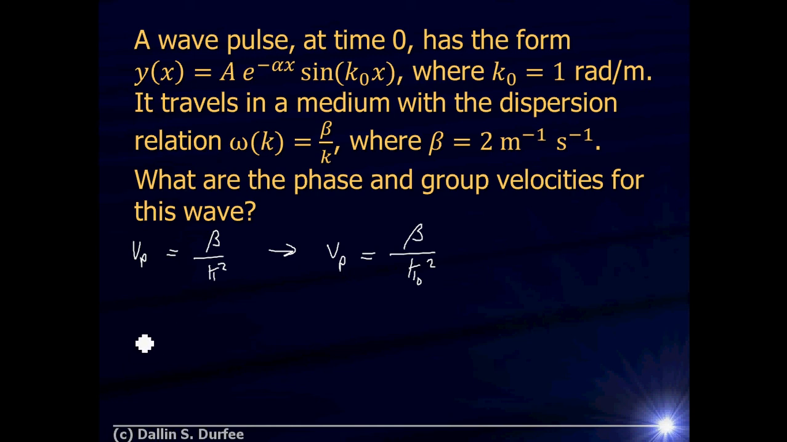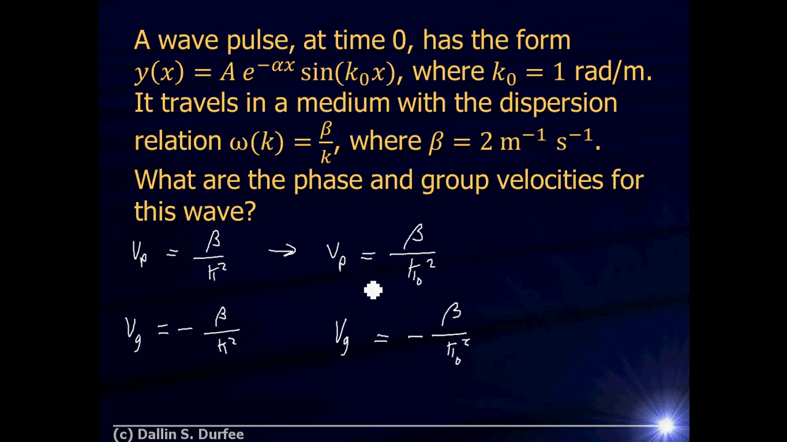Well, for the group velocity, we take the derivative of the dispersion relationship with respect to k. So we take the derivative of this. The beta comes through. This is k to the minus 1, so I'm going to get a minus 1 times beta, and then the derivative of that is going to be k to the minus 2, so I'll have a k squared. And then I plug in the average k for my wave, and I get the group velocity for this wave is minus beta over k naught squared.